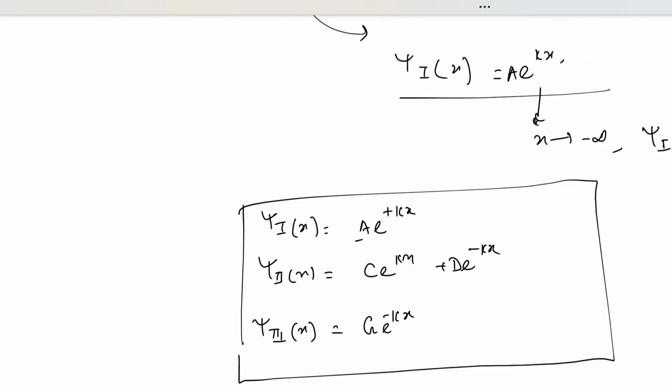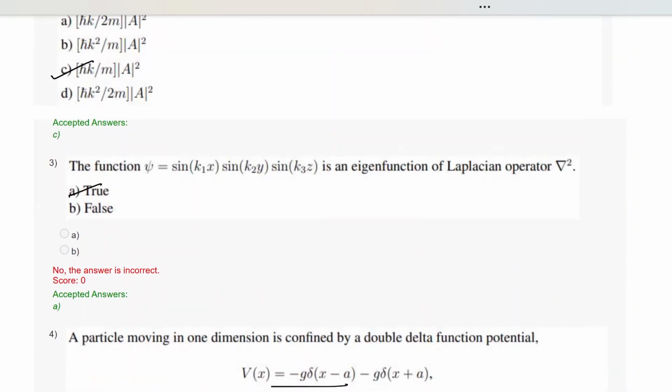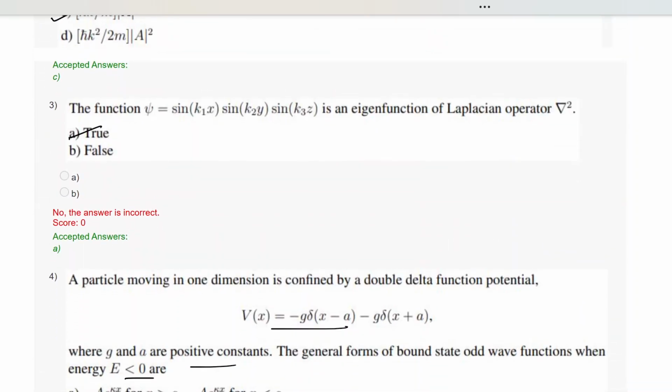Okay, so now for x greater than a, it is a to the power of minus kx, and for x less than a, it will be minus a to the power of plus kx. So this is not a, basically this will be minus a, but this is the correct answer. So that we have derived.